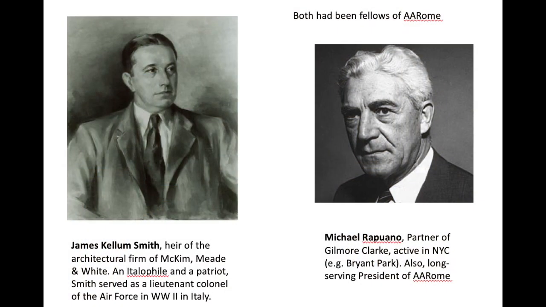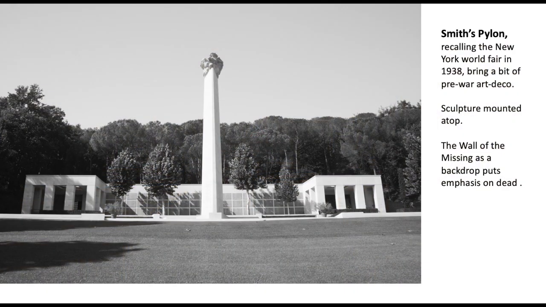Here, this is the talent. James Kellum Smith, the architect, he was the heir of this firm McKim, Mead and White, very prominent in America. He was an Italophile and a patriot. And Michael Rapuano, the partner of Gilmore D. Clark and Bryant Park, New York City, very, very important person in the restructuring of the city in the 50s under Robert Moses. Here now a close-up of the memorial.